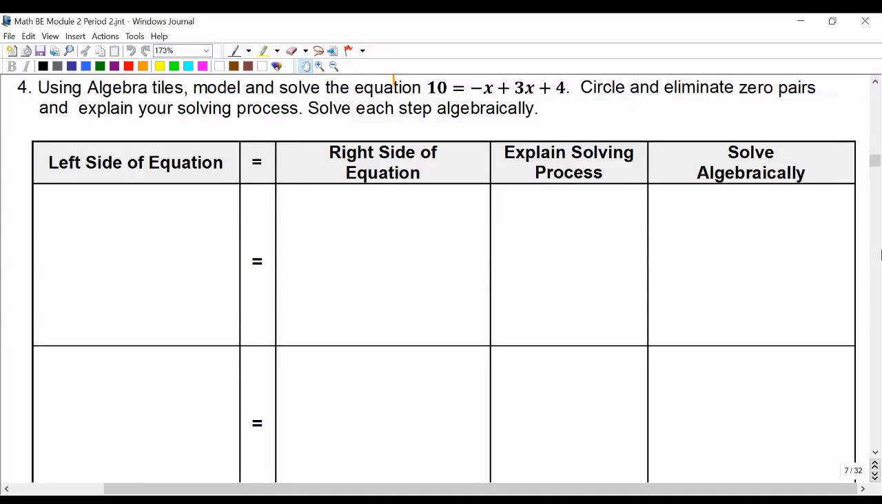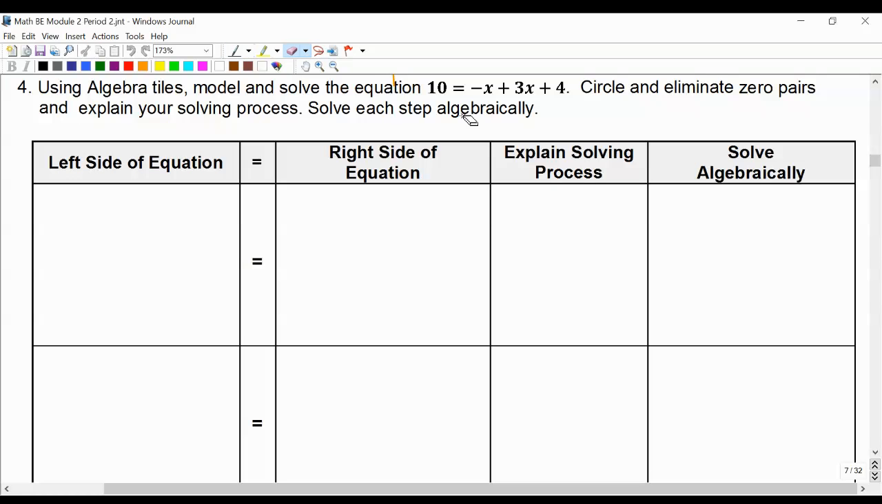This is number 4 of the 2.1a lesson, which is essentially the second question. We're going to solve 10 equals negative x plus 3x plus 4. And we're going to start with the algebra tile and then also our explanation. And then after that, we will do the algebraic solving.